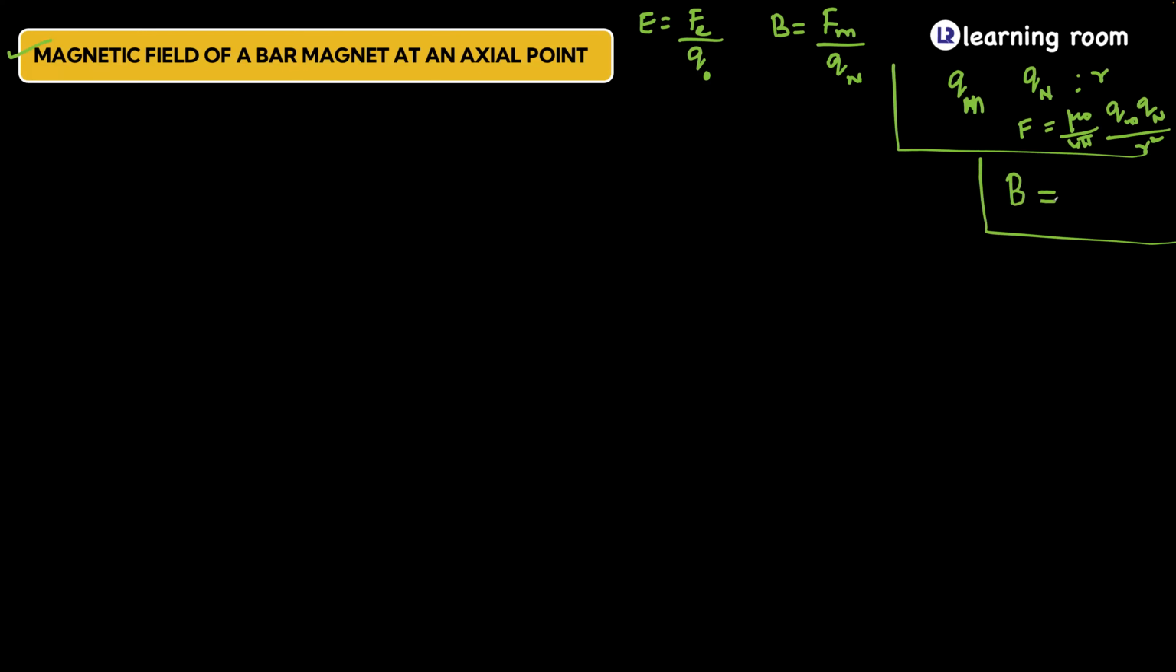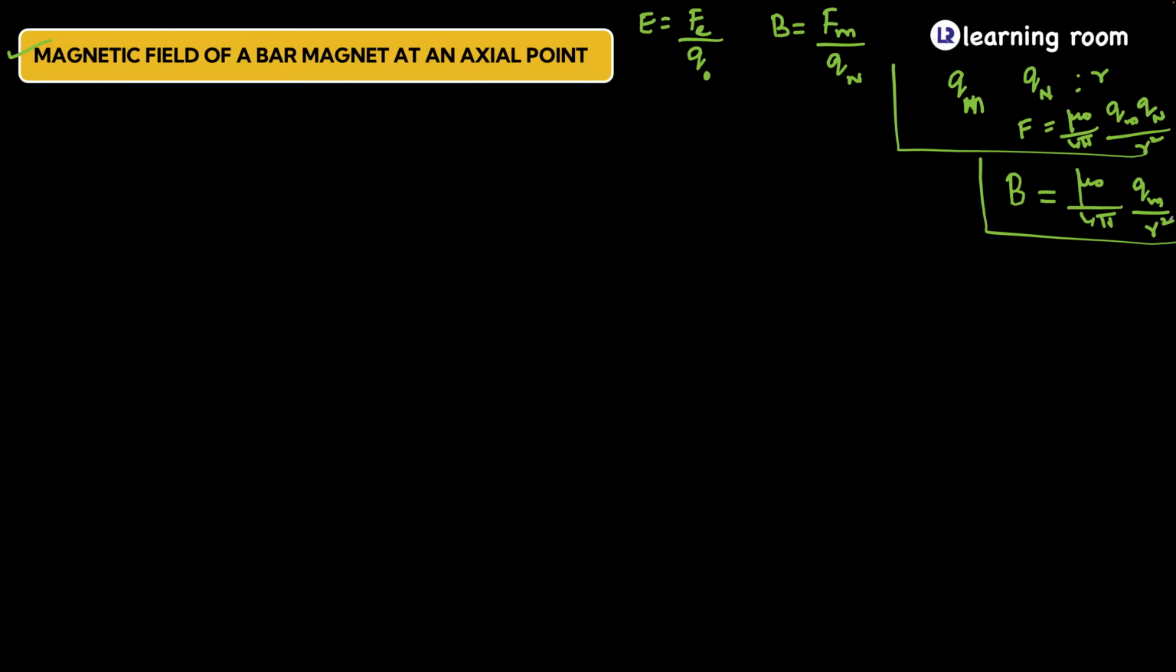If I take this and substitute it here, Qn and Qn will get cancelled. So what are you going to be left with? Mu naught by 4 pi into Qm. Is it not looking similar to 1 by 4 pi epsilon naught into Q by r square? So having this expression, we are going to derive the magnetic field due to a bar magnet, but at which point?